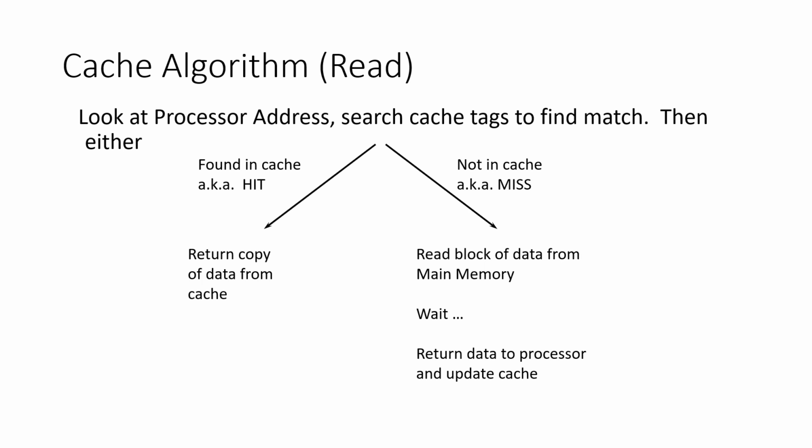A number of questions arise. For instance, how do we search for a block in the first place? And where do we put a block when there is a miss?